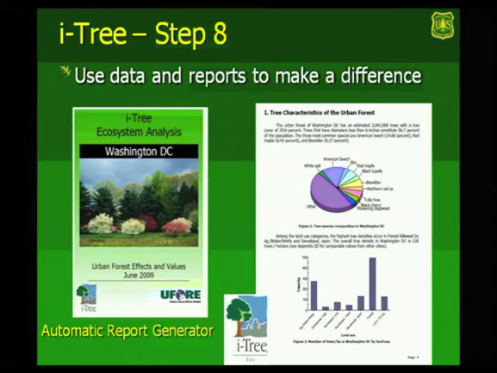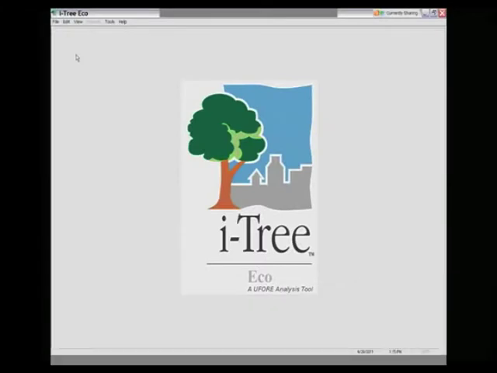So that's the general overview to get you out collecting data. Now I'm just going to show you some of the attributes of the program. This is iTree Eco, and you can see at the first under File, there's New Project, Open Project, various attributes about the project. But I'm going to open a sample project.